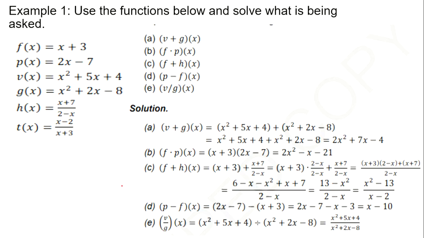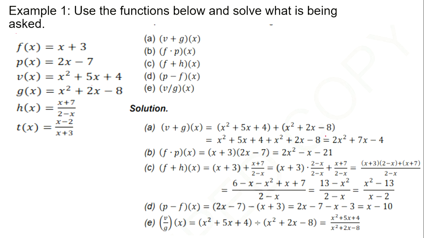For our example, use the functions below and solve what is being asked. We need to solve from a to e with the given functions. Let's start with a, (b plus g)(x). We need to add the functions b(x) and g(x). b(x) is x squared plus 5x plus 4, and g(x) is equal to x squared plus 2x minus 8.